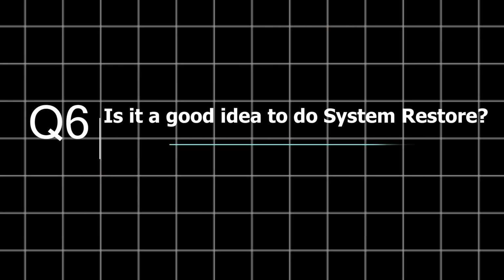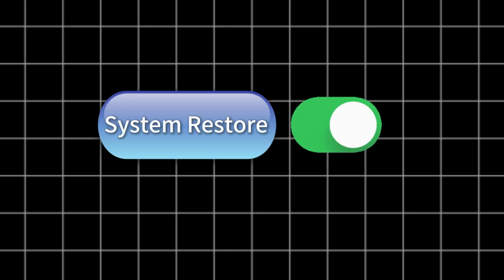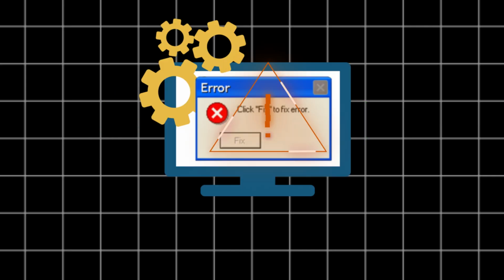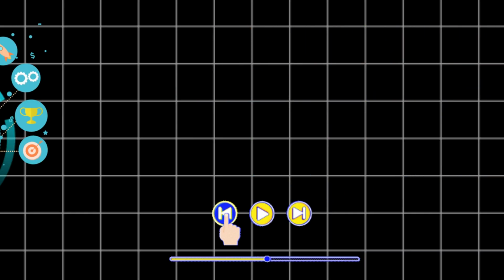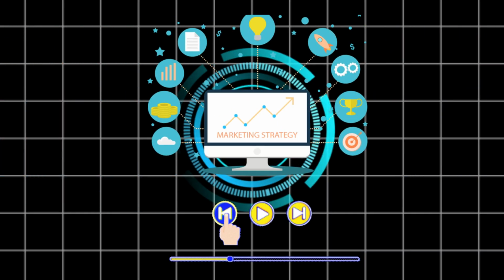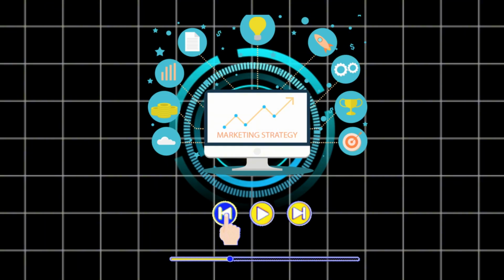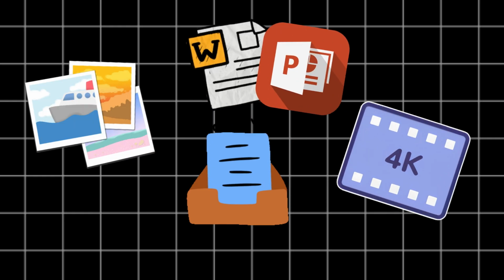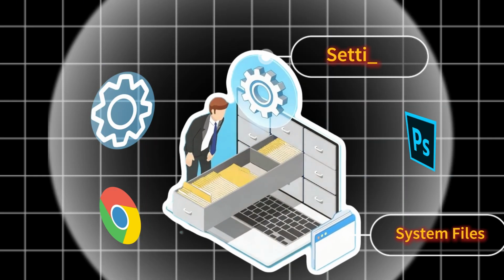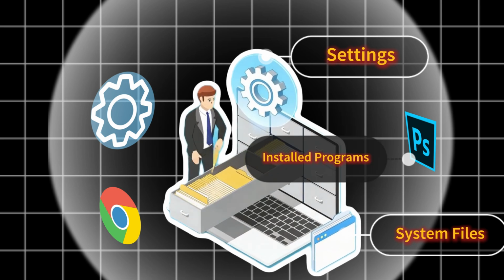Yes. In many situations, it's actually a very smart first step. System Restore lets you roll your PC back to an earlier point before a problem started, like after a bad update, driver issue, or software conflict. And again, it won't delete your personal files. Your photos, documents, and videos stay safe. It mainly affects system files, settings, and installed programs.